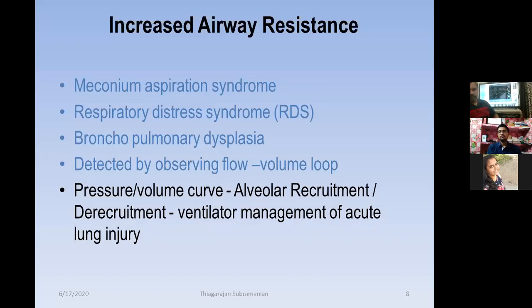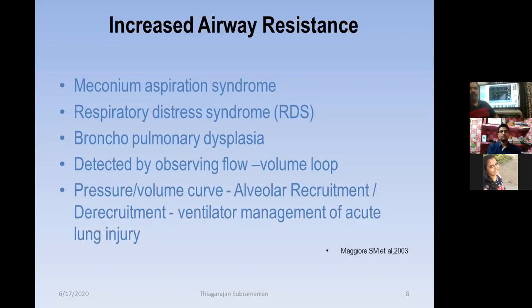So why am I sharing all these points? This kind of ventilator graphics can be used for the research aspect also. We can use them as research evidence, and we can do a lot of studies in this area, where it is less explored.